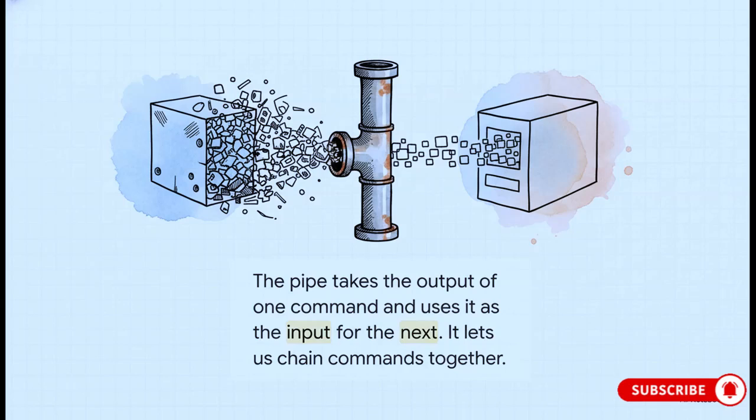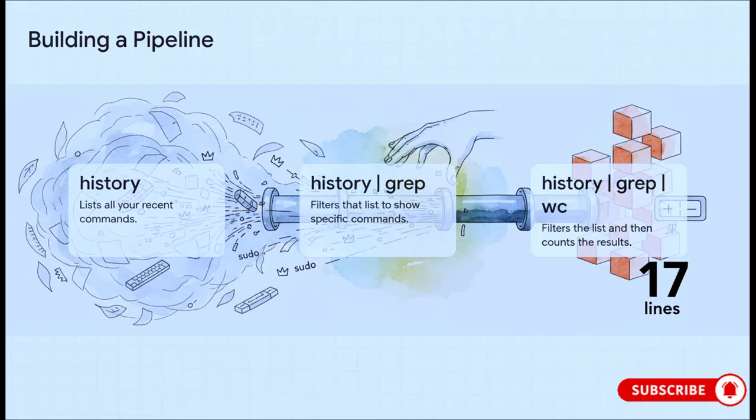It looks like a vertical bar, and what the pipe does is, well, it's kind of magical. It takes the output from the command on its left and funnels it over to become the input for the command on its right. It lets us chain commands together in a powerful sequence. Let's just build one of these pipelines right now.